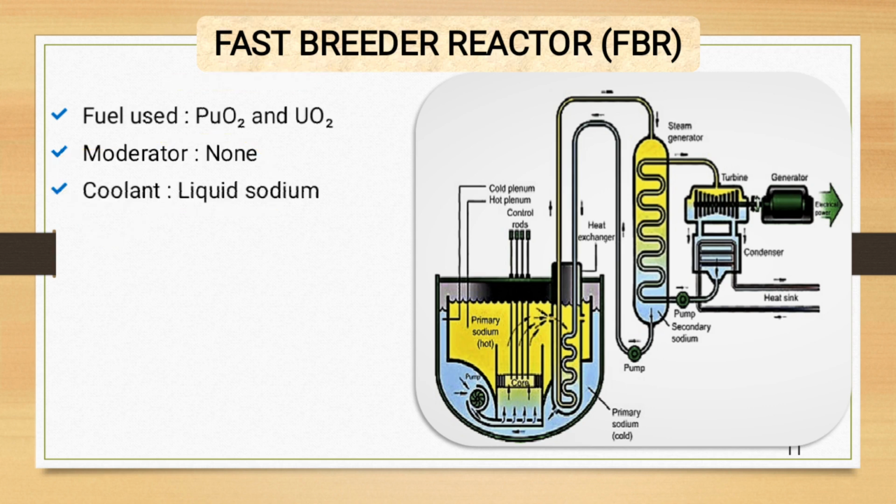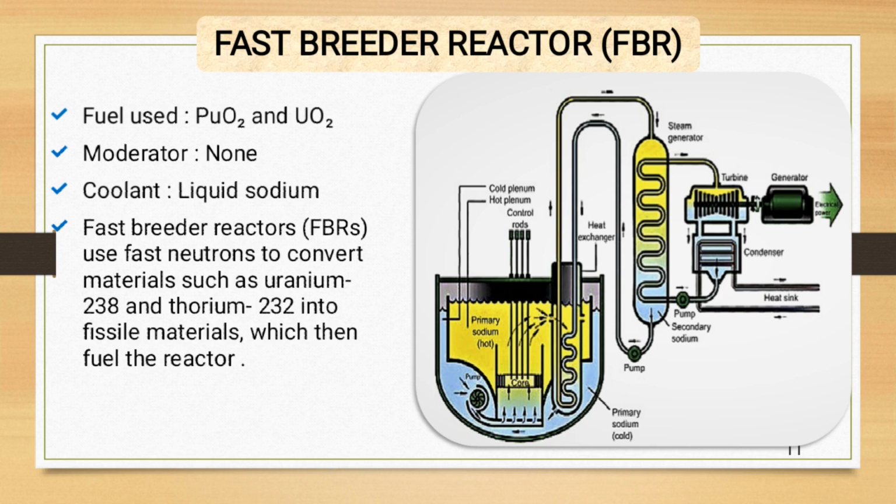Coolant is liquid sodium. Fast breeder reactors use fast neutrons to convert materials such as uranium-238 and thorium-232 into fissile materials such as plutonium, which can be used to fuel the reactor afterwards. In the diagram we can see the core, which contains fuel elements and control rods, and hot molten sodium is used as coolant.